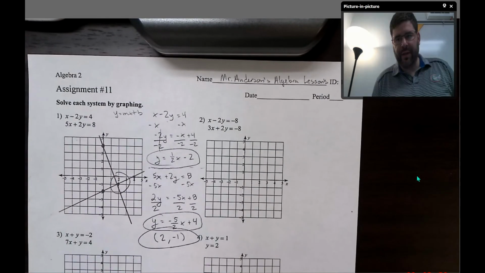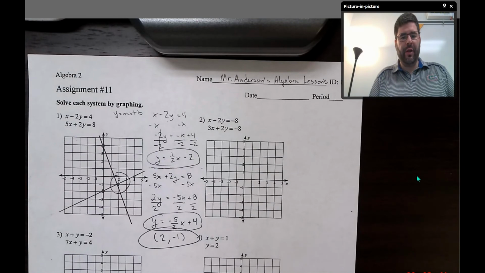And so that is how you would solve a system of linear equations not in y equals mx plus b, they're in standard form, by graphing.